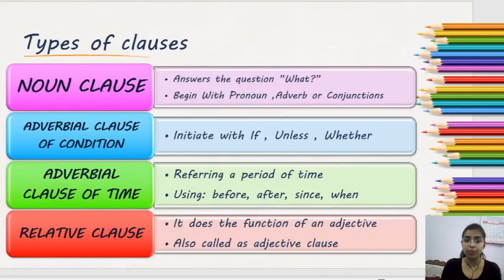There are four parts of clauses. First one is noun clause. Second is adverbial clause of condition. Third is adverbial clause of time. And fourth is relative clause.